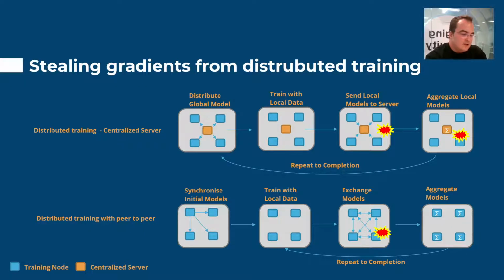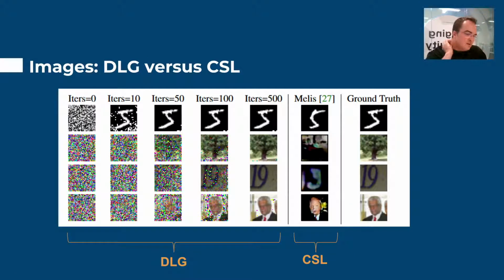Now to some practical views. This was from a paper from 2019 from people at MIT who were showcasing their algorithm for DLG and how they were trying to get the data. They were comparing it to Luca Melis from UCL and Cornell, who were using a GAN or CSL to generate the images. And as you can see, I'll go from right to left. On the right-hand side, we have the ground truth.